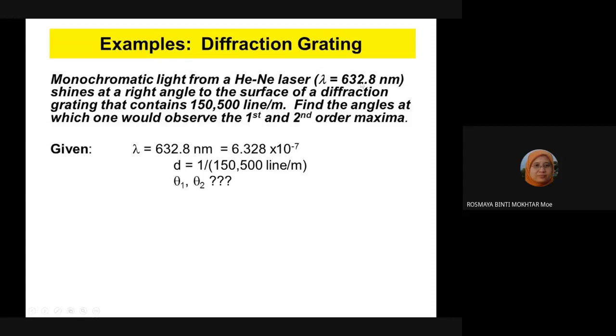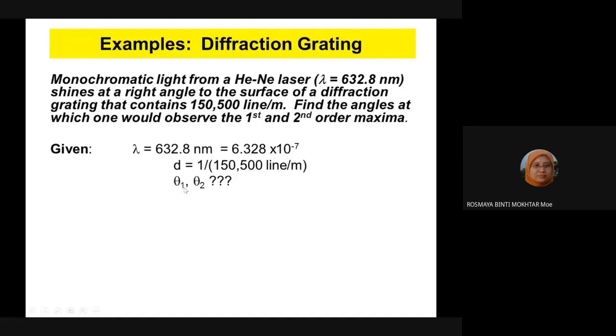So lambda is 632.8 nanometer. So convert to meter. Then D is, this is not D, this is 150,500 lines per meter. So for D, the separation between two slits, is 1 divided by 150,500. So this is for one distance between the two slits. So for 1 meter, this is the number of lines, so for one line, you divide it by 150,500 lines.